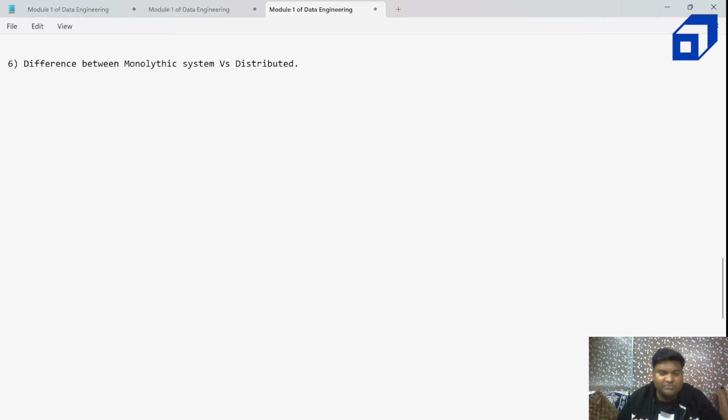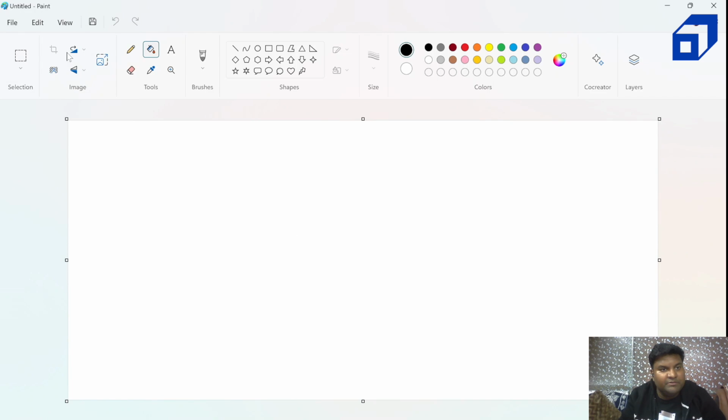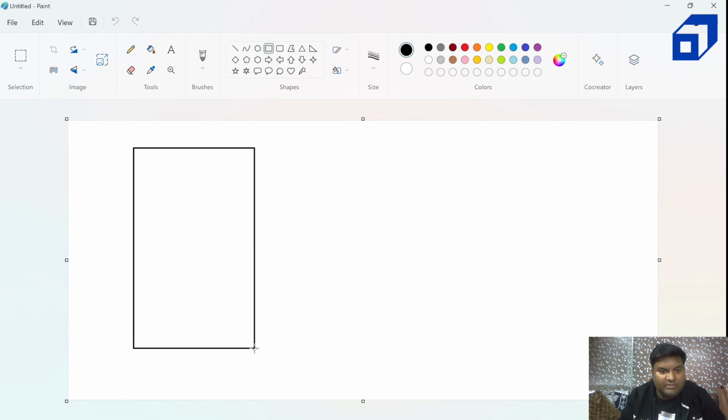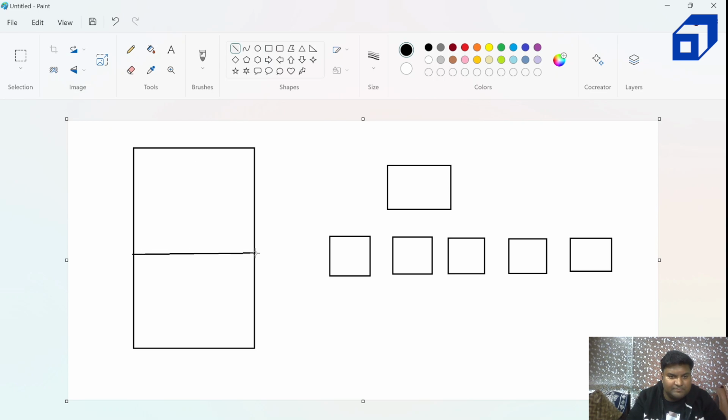But distributed is something different. So let me not waste much time. Let me open my Paint and show you practically. Let me take a new window and save it. I'll take this as a monolithic system and this one as a distributed system. So in an interview, you can always remember the drawing and you can explain them easily, right? So let's say this is my initial system.